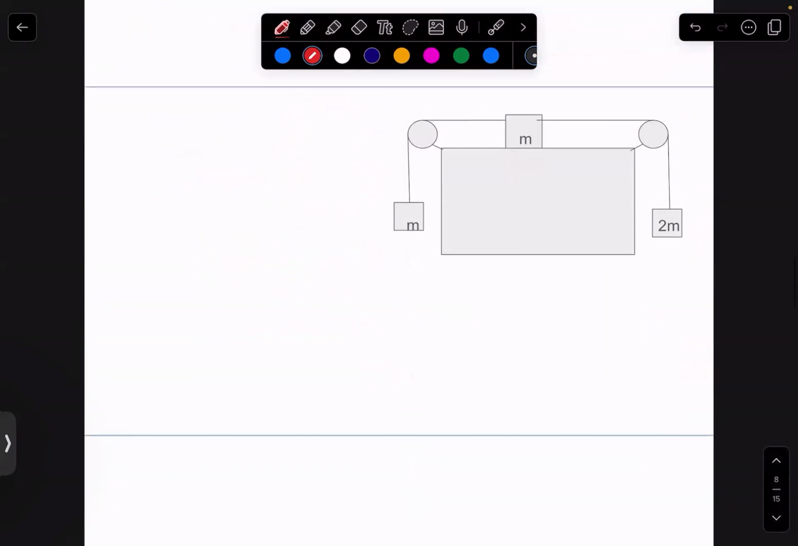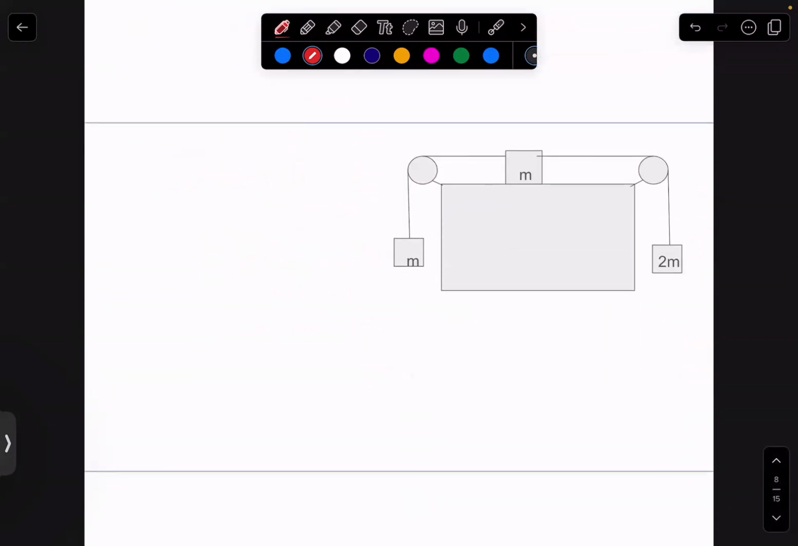Now, next question. This is one more addition to this setup, this block over here, and two pulleys are there. When you are seeing this kind of question, you have to understand that between two blocks, the tension in the string remains constant, right? So you are taking this as one string and this as another string. Okay, that is the first thing in your mind.